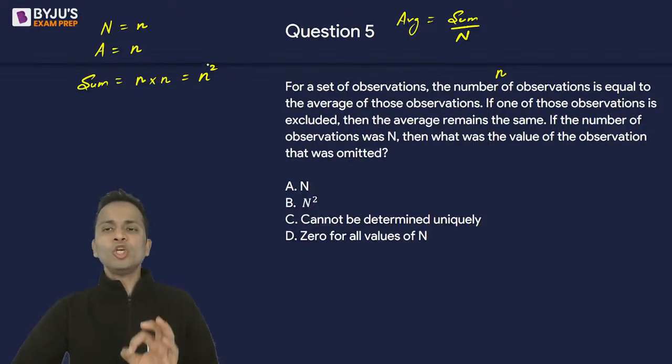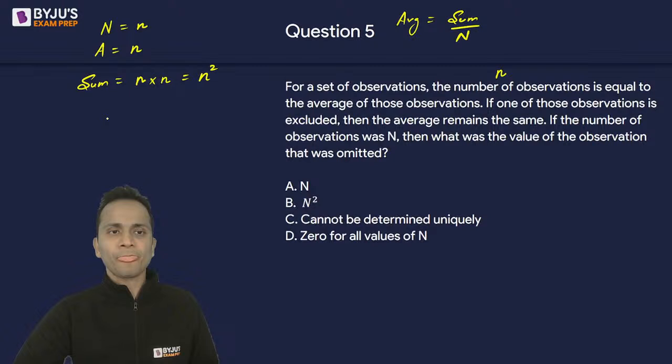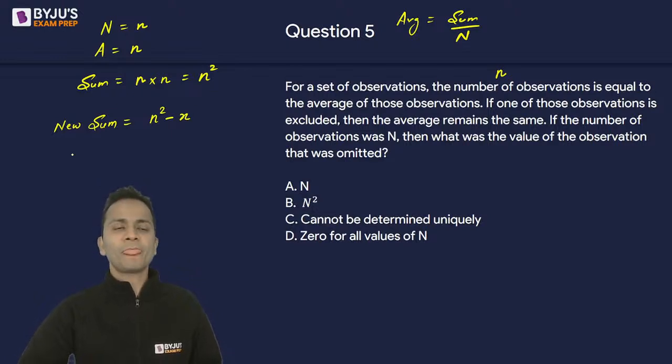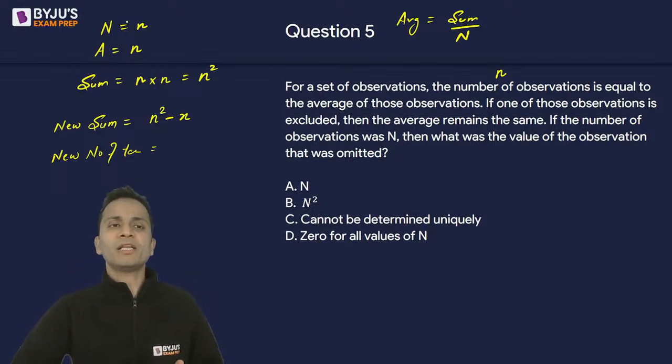Okay. Now one of the observations is excluded. So let's say the observation that is excluded is x. So after the exclusion, the new sum will become n square minus x. Now the new number of terms will become, so earlier the number of terms was n, now the number of terms is n minus 1, right? Okay.